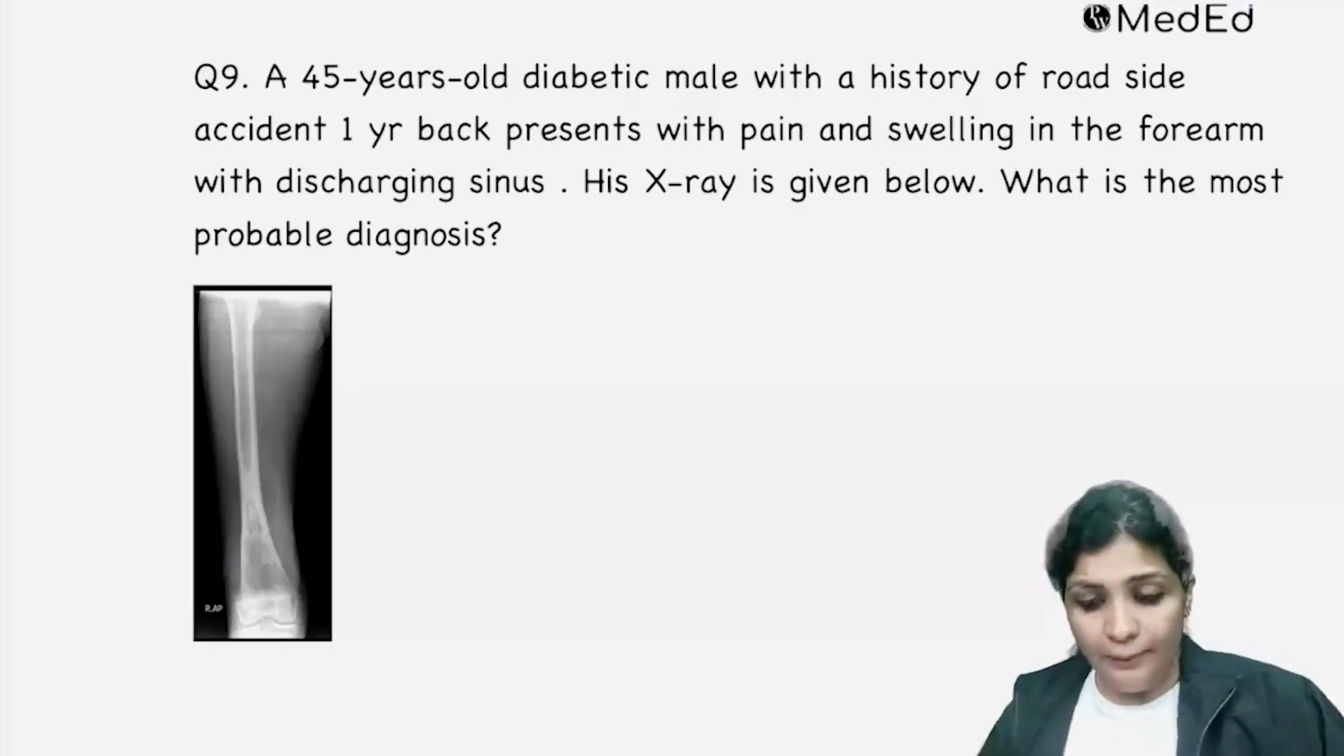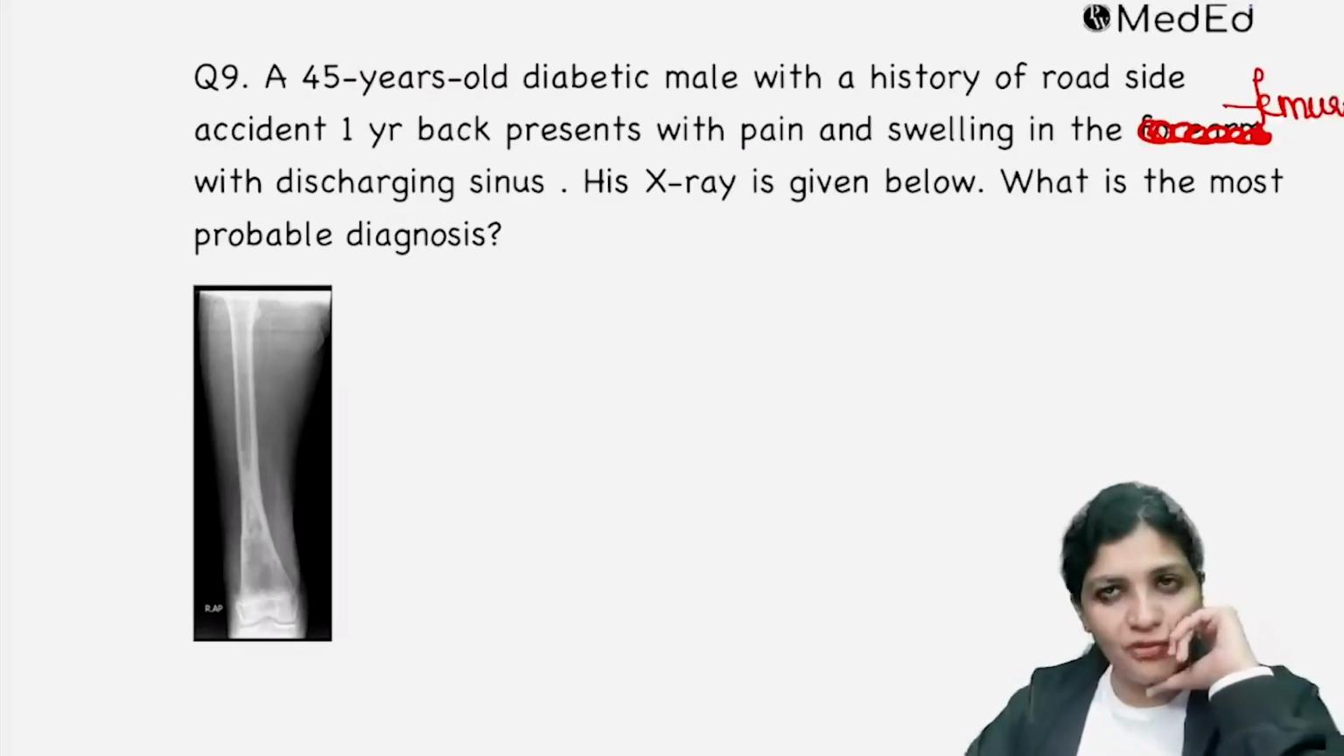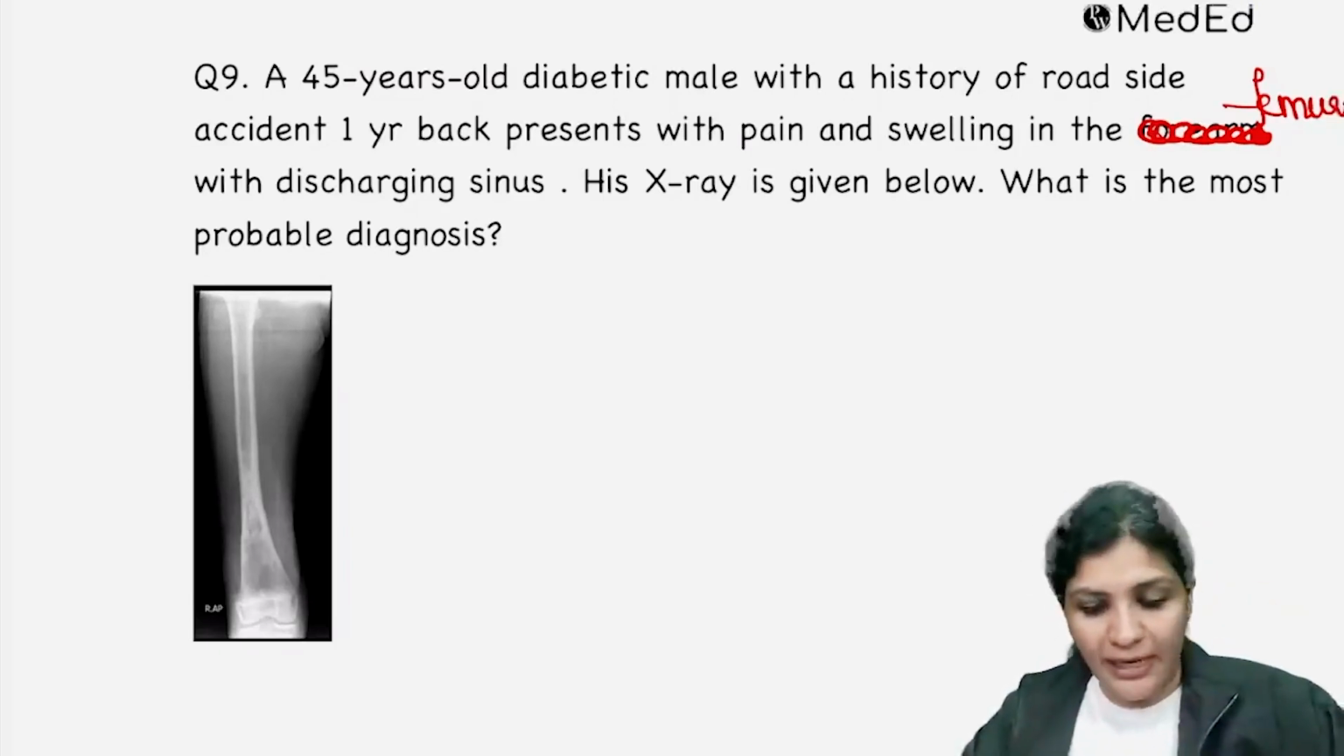A 45-year-old diabetic male with history of roadside accident 1 year back presents with pain and swelling in the forearm, with a discharging sinus. X-ray is given below. What is the most probable diagnosis? So this is the X-ray of the femur, right? It was by mistake forearm was given. So what is the most probable diagnosis here? What do you see? What does the X-ray tell you?